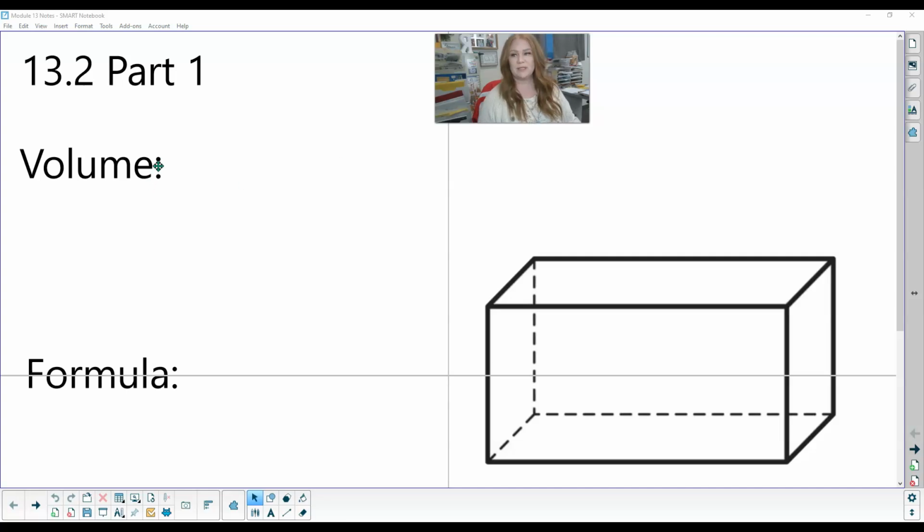For our 13.2 Part 1 notes, we are going to be discussing what volume is and how we identify the volume of a rectangular prism. So volume is different than surface area.